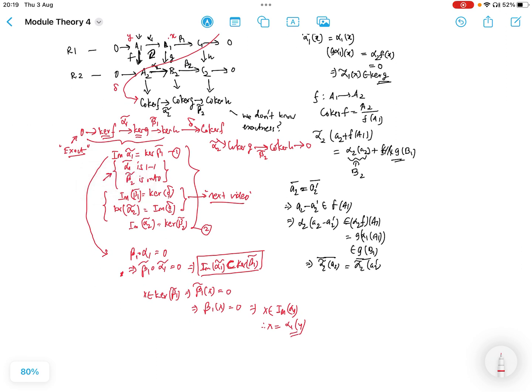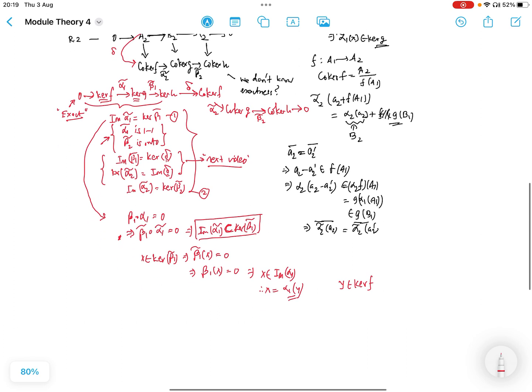So the only thing we need to consider is to show that this y belongs to the kernel of f, right? Because if we can show that, then alpha 1 tilde of y makes sense, because alpha 1 tilde is the map going from the kernel of f. But that is the same as alpha 1 of y, and we get this. Then we would be done. So the only thing we need to show is that this is in the kernel of f. So let's see how we can do it.